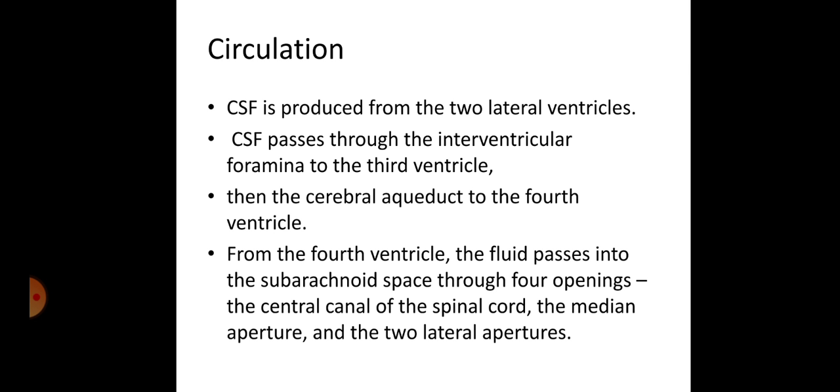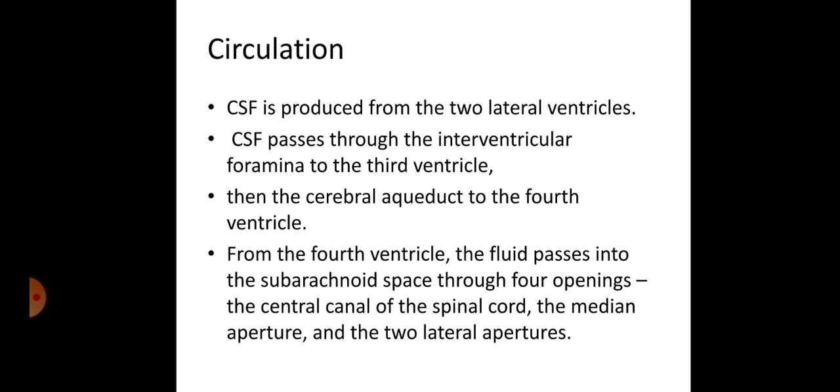Now, circulation. CSF is produced by the two lateral ventricles, and from these it passes to the third ventricle. The communication between the lateral ventricle and the third ventricle is called the interventricular foramina, and the third ventricle is connected to the fourth ventricle by the cerebral aqueduct. So these are communicating structures, various ventricles which contain CSF.